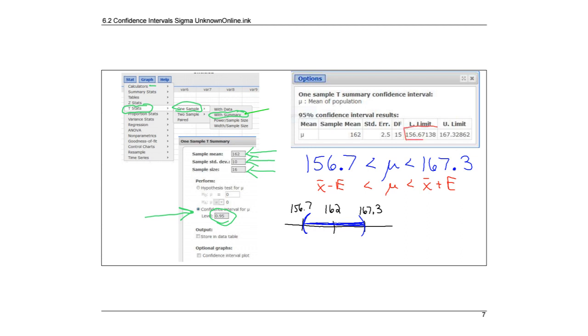Our lower limit is here, it's going to be 156.7, so that's right here. Our upper limit is here, that's 167.3. Okay, so if I draw on my number line, what's going to happen is I'm going to use every single number between 156.7 and 167.3. So my confidence interval is every single number inside those parentheses, excuse me.